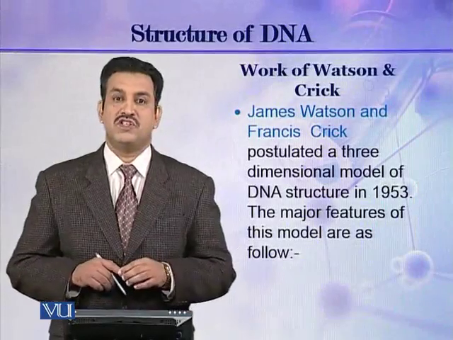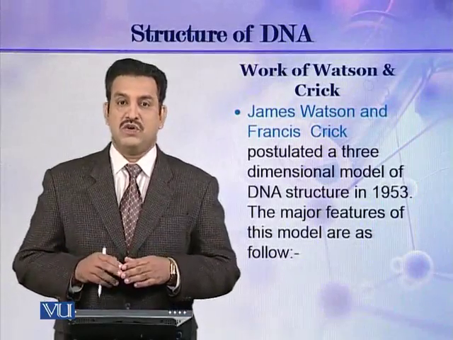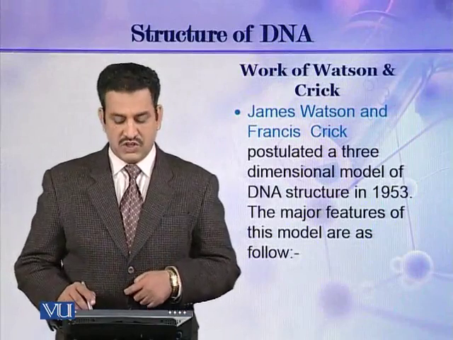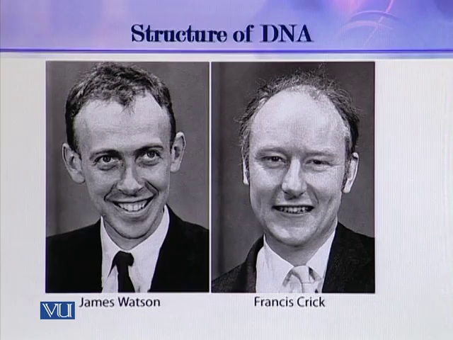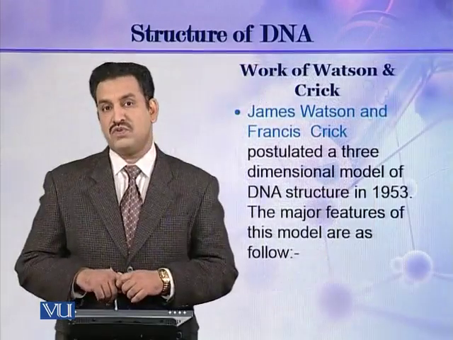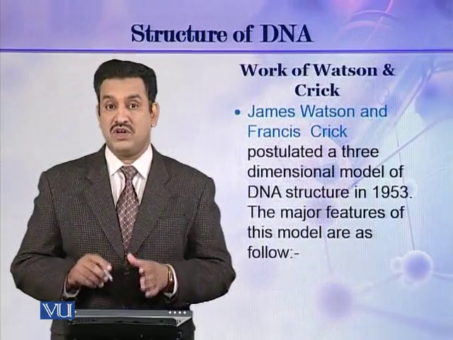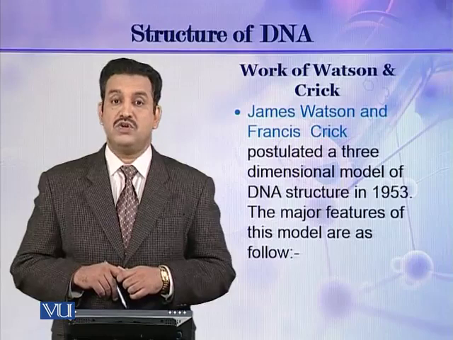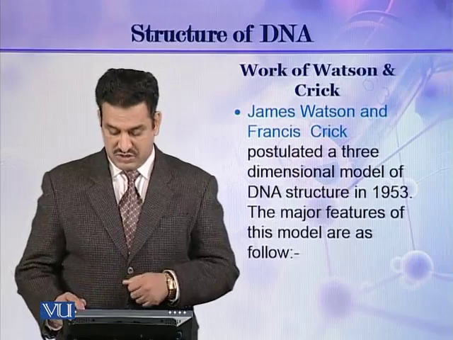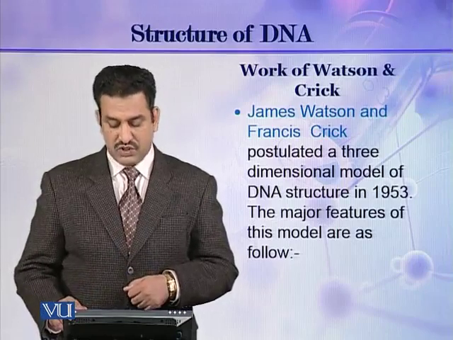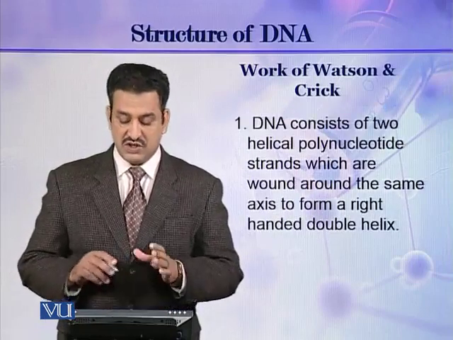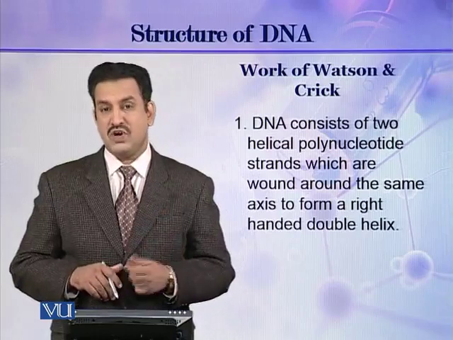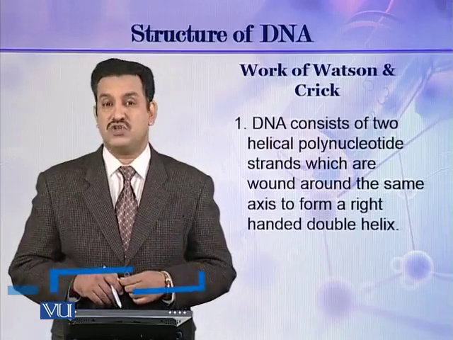The problem of describing the structure of DNA was solved by James Watson and Francis Crick. They described the three-dimensional structure of DNA in 1953, and for their work they were awarded the Nobel Prize in the same year. The major features of this model are as follows. So they described that DNA consists of two helical polynucleotide chains.